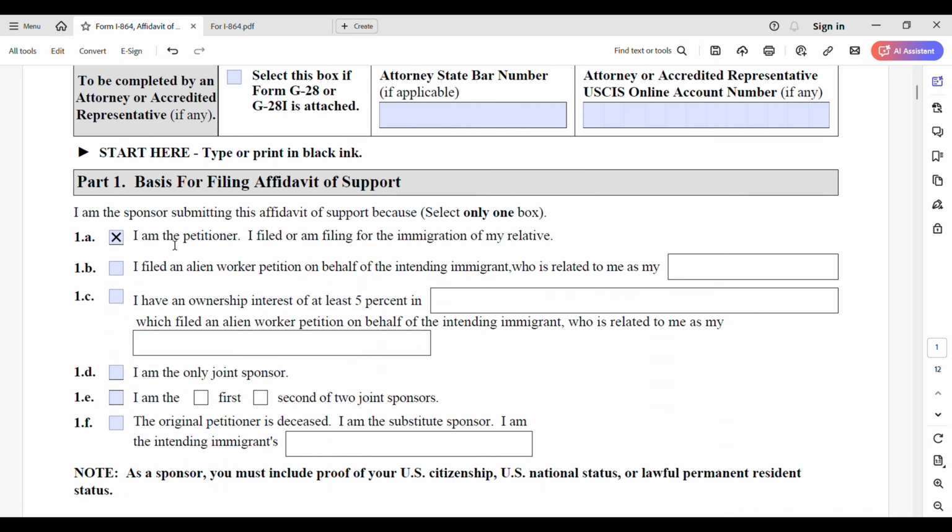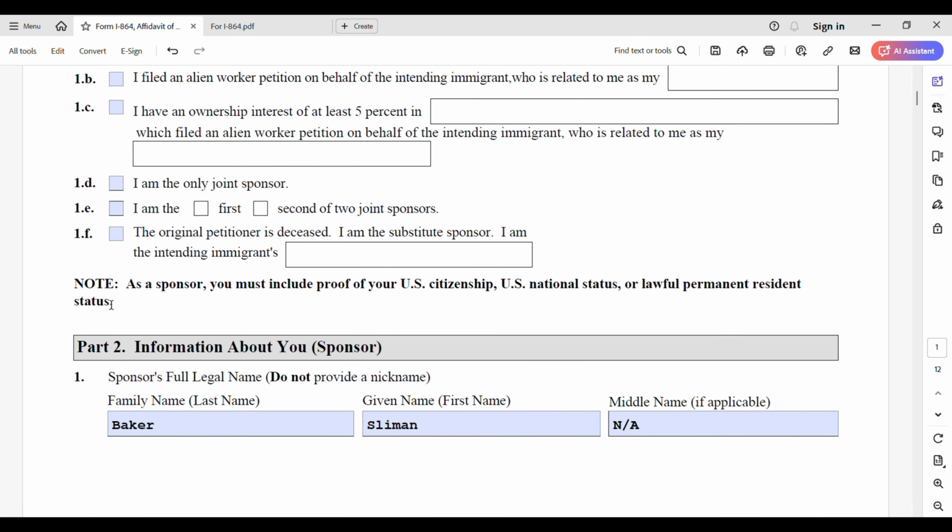Now let's go to Part 1, which is the basis for filing the affidavit of support. First question, I am the sponsor submitting this affidavit of support because, select only one box. But for this video, it's going to be for a petitioner as a primary sponsor, so it's going to be option 1A. I am the petitioner. I filed or I am filing for the immigration of my relatives. That's my option. I'm not going to go through other options. I will make separate videos for those.